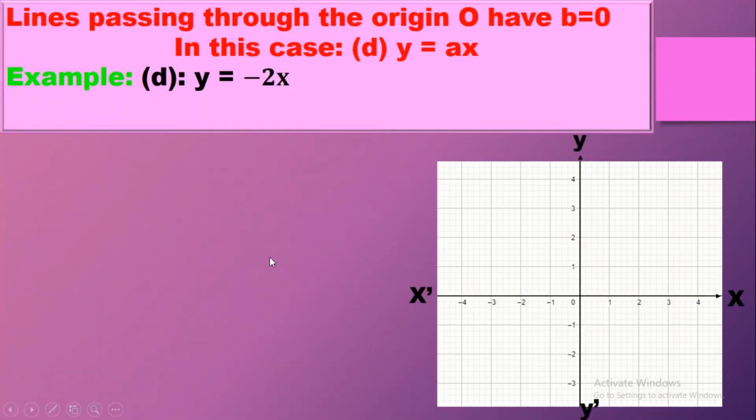Now, this is a very important particular case. For lines passing through the origin O, they have b equals 0. We have just learned the general form of an equation is y equal ax plus b.